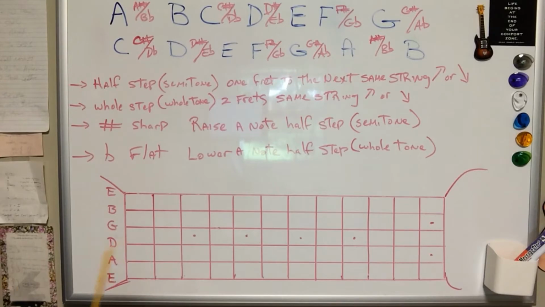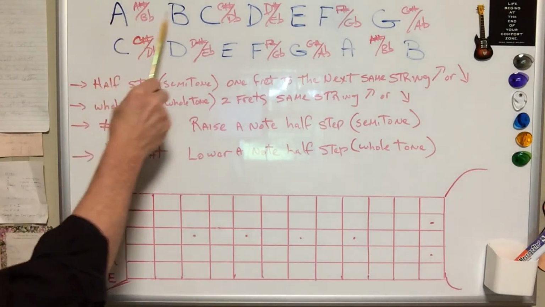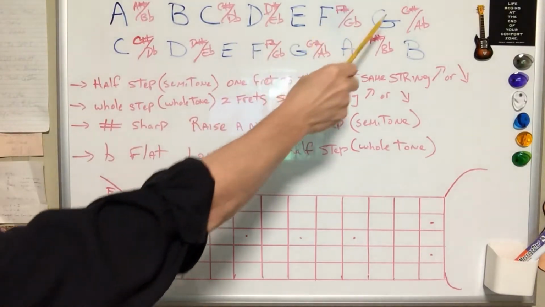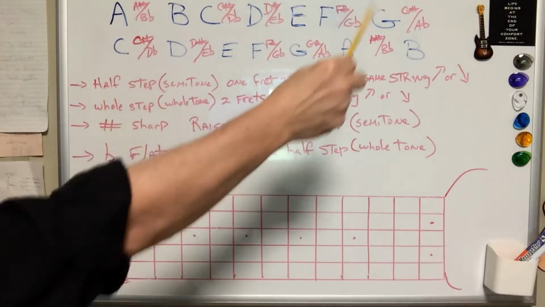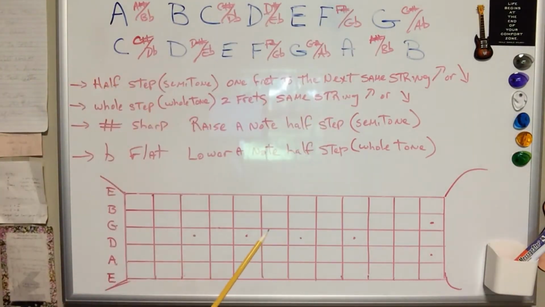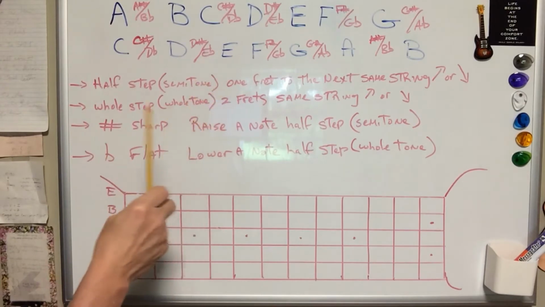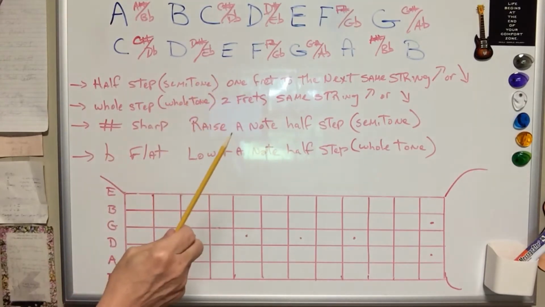The musical alphabet consists of the first 7 letters of the alphabet: A, B, C, D, E, F, and G. Up and back. But that's not all the notes. So to understand the notes that are in between these, we have to go over some definitions.